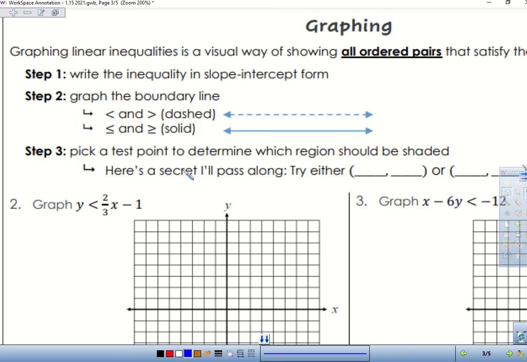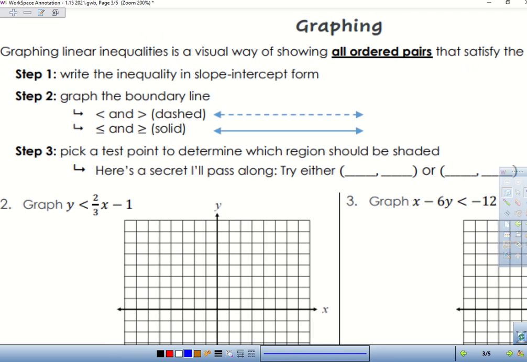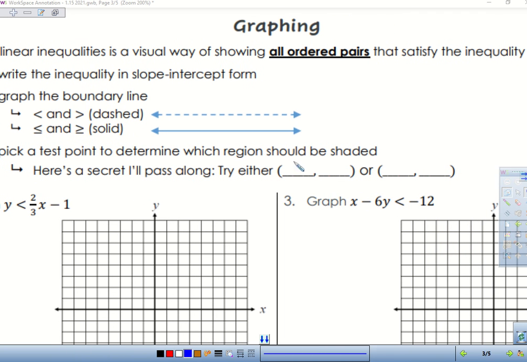So when you're doing dashed, you're doing it in pencil and all that, so just do your best with making it look dashed, okay? And then step 3 is going to be to pick a test point to determine which region should be shaded. So typically you want to try 0, 0 or 0, 1. Now I'm also going to show you another trick on how to tell this as well. So this is just a backup option.